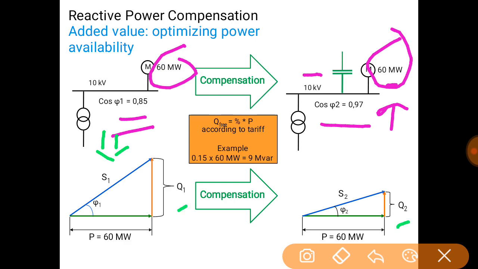With an increase in cos phi, meaning the power factor, the value of reactive power automatically decreases, and total power also decreases, because total power is the resultant of P and Q. P is constant. When Q decreases, S automatically decreases.